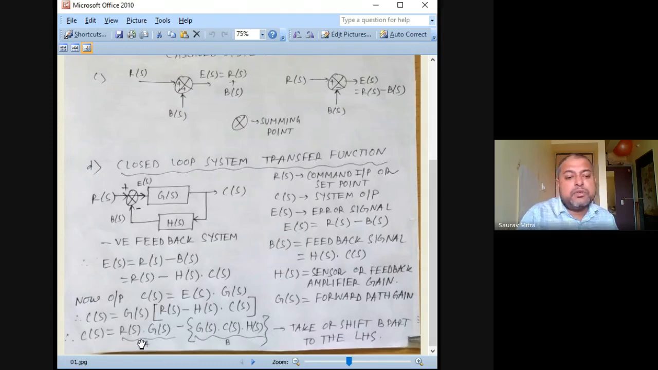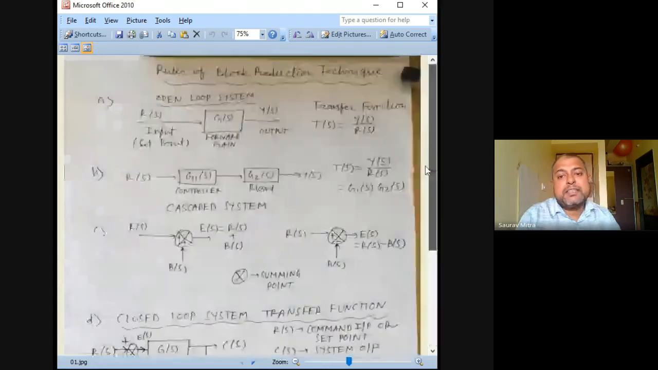So CS becomes equal to RSGS minus GSHSCS. See that in this part B, again there is a component of CS. So what is the next step? What we will do is shift this B part to the left hand side of the equation. This minus goes to the left side and becomes plus. CS plus GS CSHS equals RSGS. So that is the next step.